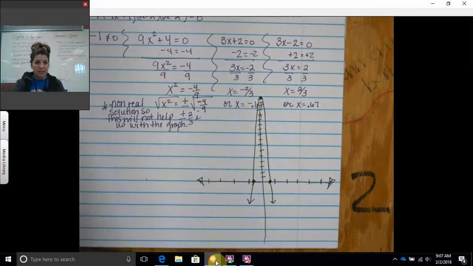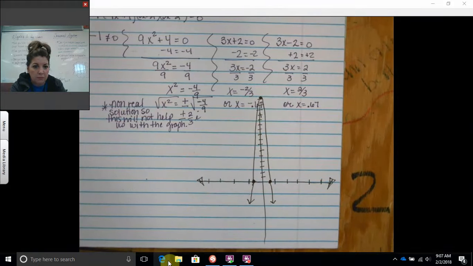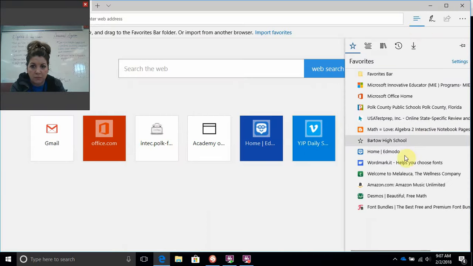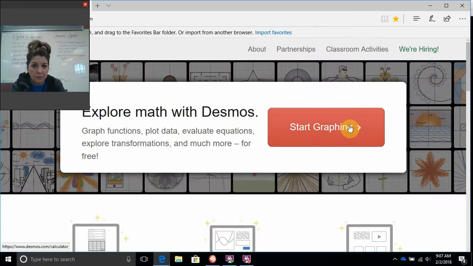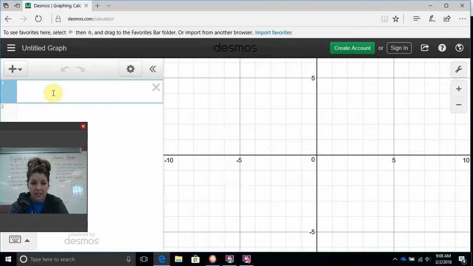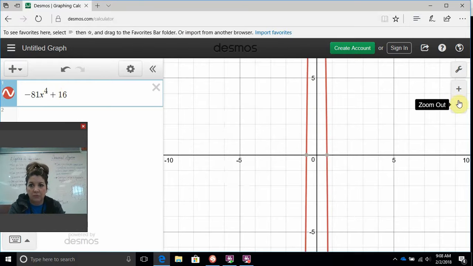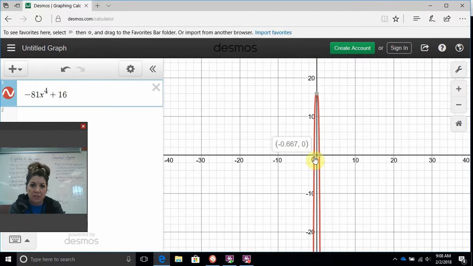Ooh, you know what? We can do this on Desmos, and I think it'll actually show up on the recording. Oh, I'm in the way. So we had negative 81x raised to the 4th power plus 16. A little bit. Yeah, no, it looks like a parabola. There wasn't any other changes in there. So it crosses the x-axis at negative 0.667, positive 0.667, y-intercept is at 16, and behavior is down and down. Looks like what we thought it would look like, right? We're good. Anybody have a question on that?